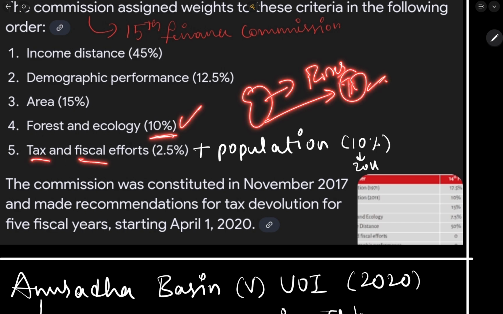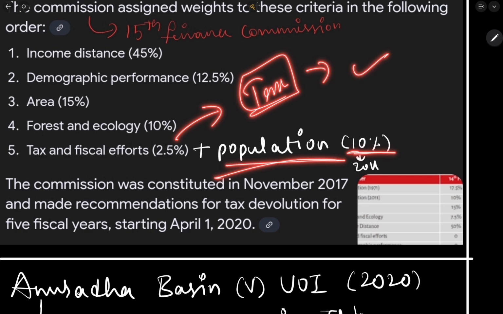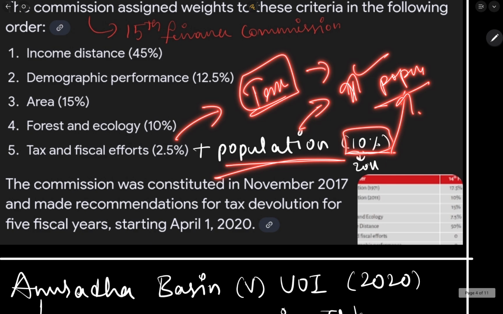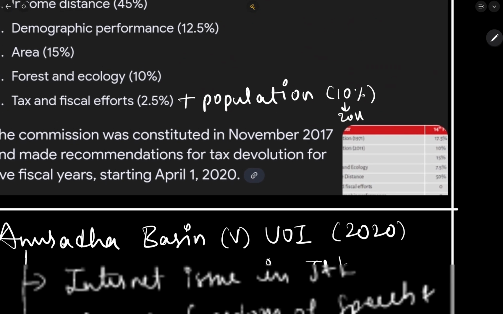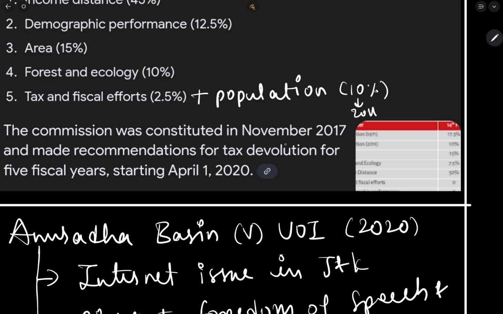Next we have the tax and fiscal efforts. If the state collects more tax, then it gets more funds. And the population weightage is also 10%. This means if the state has a larger population, like Uttar Pradesh, it will get more funds. The census it considers is on a 2011 basis; on the 2011 basis, the funds are distributed among the states. Next we have the commission, and the 15th Finance Commission was constituted in the year 2017 in the month of November.